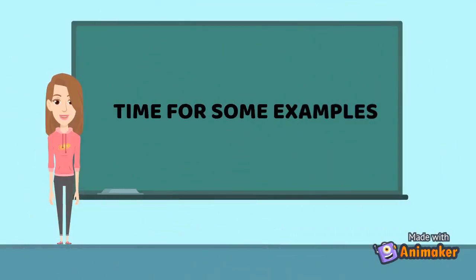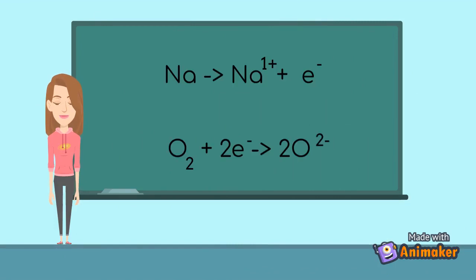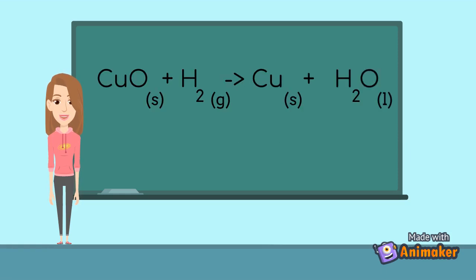Now that we know about oxidation and reduction reactions, why don't we check out a few examples? Here's one. Sodium metal when uncombined has an oxidation state of 0, but when it is oxidized, it has an oxidation state of +1. Oxygen, when uncombined, has an oxidation state of 0, but when reduced, it has an oxidation state of -2. This is an example of a redox reaction. Copper 2 oxide is reduced because oxygen is lost, and hydrogen is oxidized because it gains oxygen.